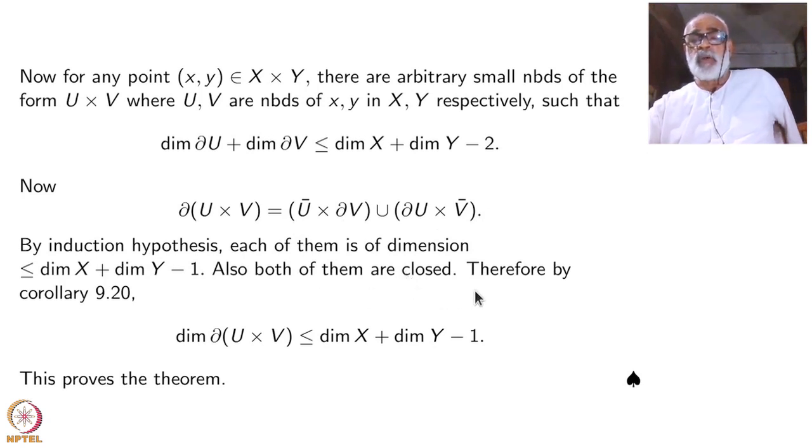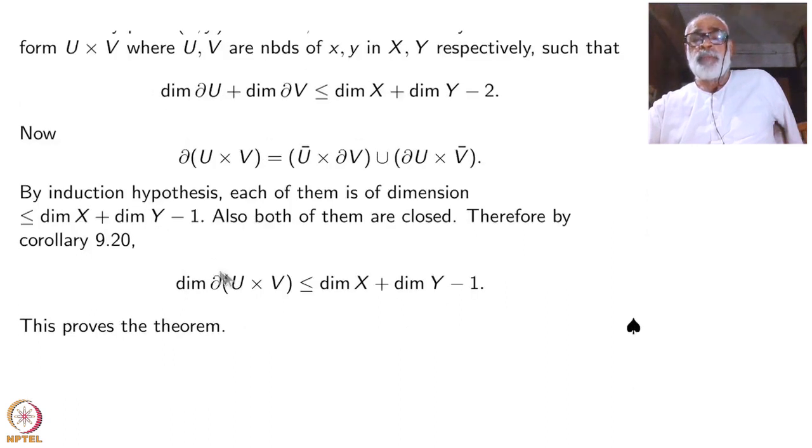Also, both of them are closed. Thereby, corollary 9.20 will apply. Dimension of boundary of u cross v is less than or equal to dimension of this plus dimension of this minus 1. Okay, so the theorem is proved.